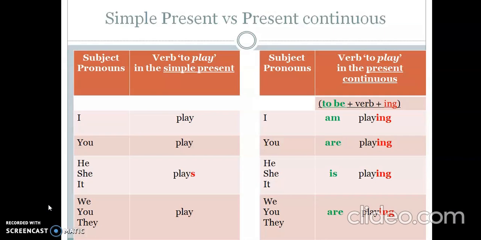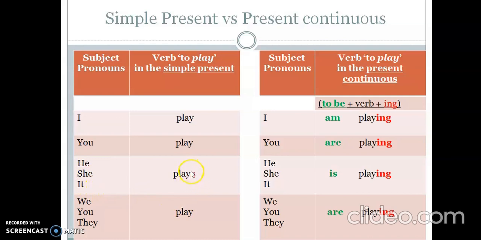For example, we have here the verb to play. In the simple present, we use the same verb, we don't make any changes to the verb. For example, we have I play, you play, we, you, they play. But when we have he, she, or it, we simply add s.